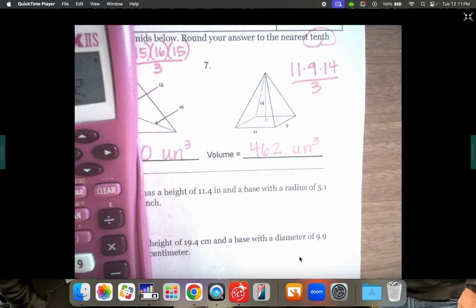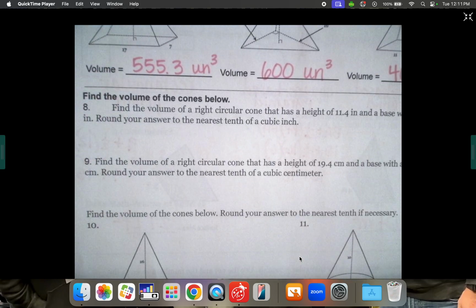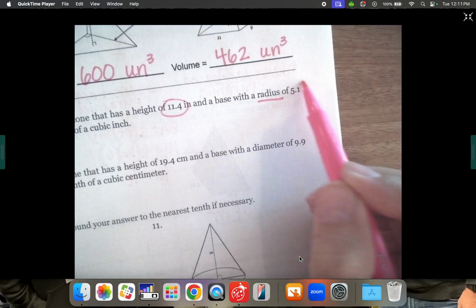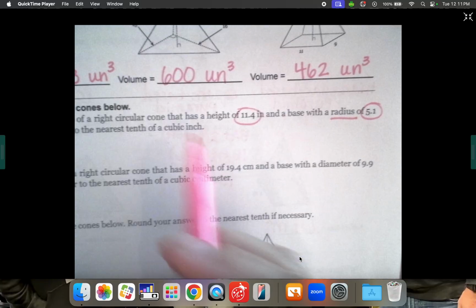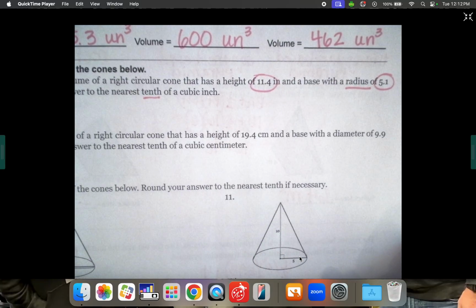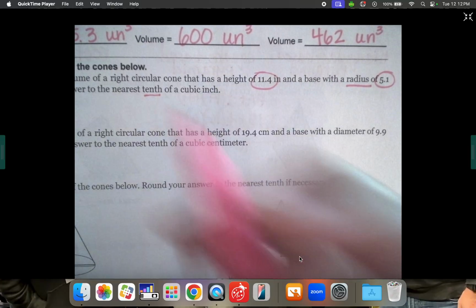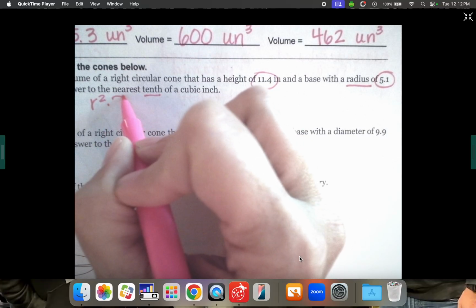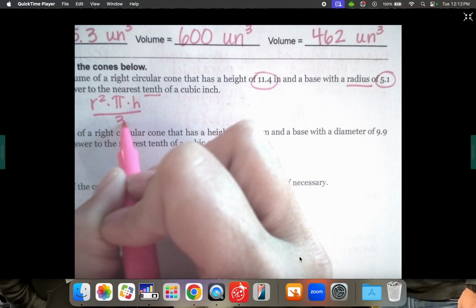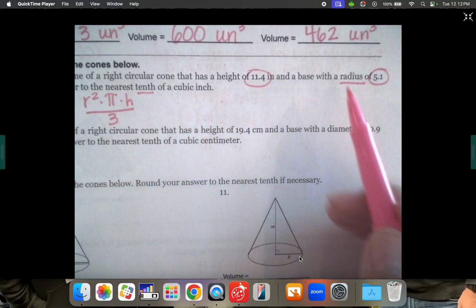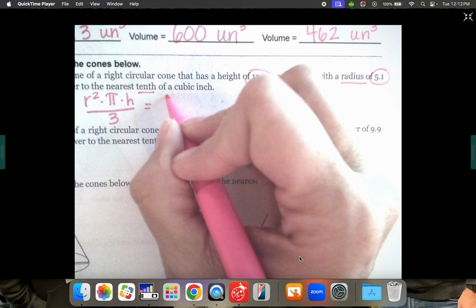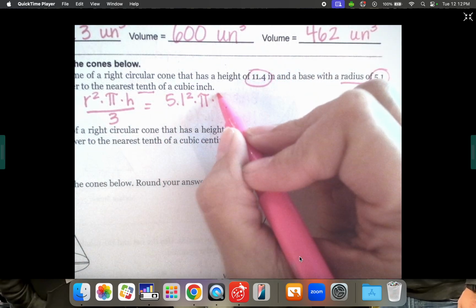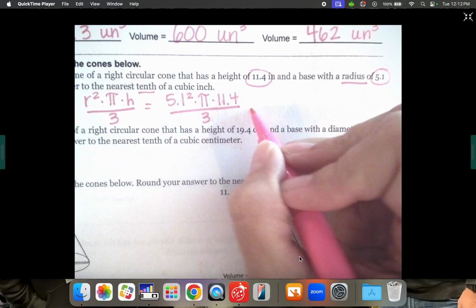Okay, so moving on now to the cones. Find the volume of a cone that has a height of this, a radius of this. Okay, and then we're rounding to the nearest tenth again. So remember that the formula again for a cone is radius squared times pi times height, and then since it also goes to a point, we're going to divide by 3. So it gave us the radius, which is 5.1. So I'm going to do 5.1 squared times, we're going to use the pi button, times the height, which is 11.4, and then we're going to divide by 3.